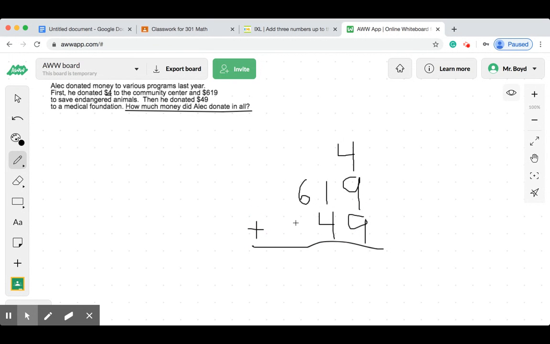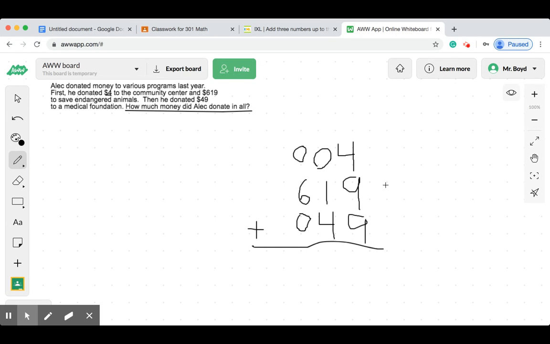Now, a good way to make sure I don't get confused because there's a lot of blank spaces is I can actually just fill a 0 in for all of my blanks, because that's really what would be there, because 4 ones has 0 hundreds and 0 tens, and 4 tens and 9 ones has 0 hundreds. And now I can just add straight down.